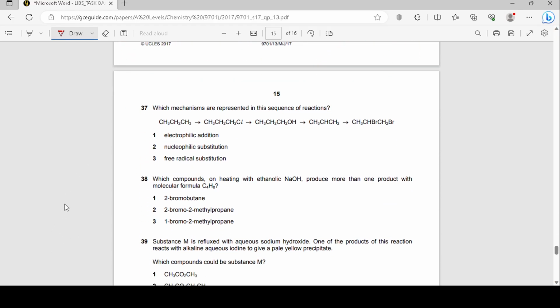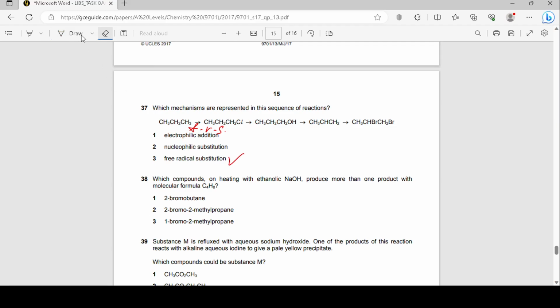Okay. Now next, which mechanisms are represented in this sequence of reactions? CH3CH2CH3 gives you CH3CH2CH2Cl, then CH3CH2CH2OH. So this first one seems to be free radical substitution because you have an alkane that is forming a haloalkane, or an alkyl halide. So that is free radical substitution. That's number three. So number three is correct because I can see that.